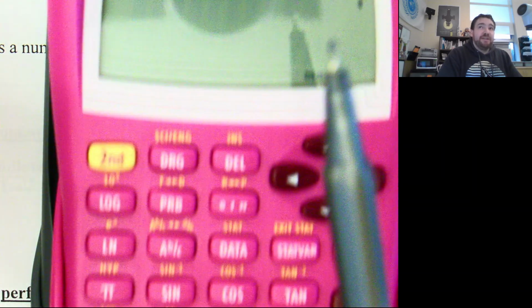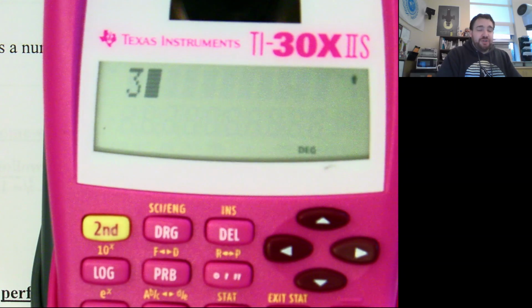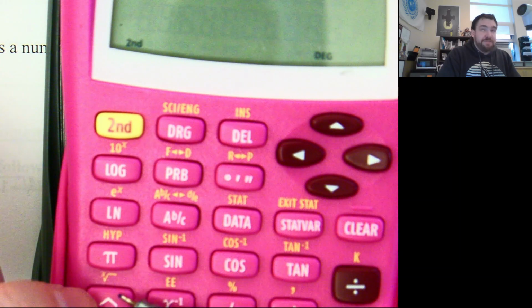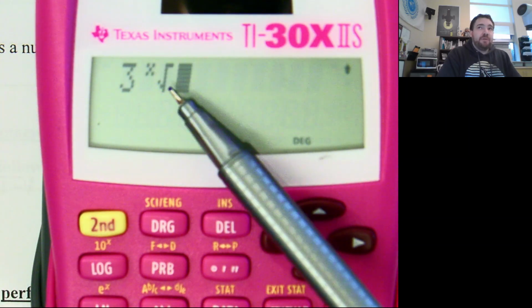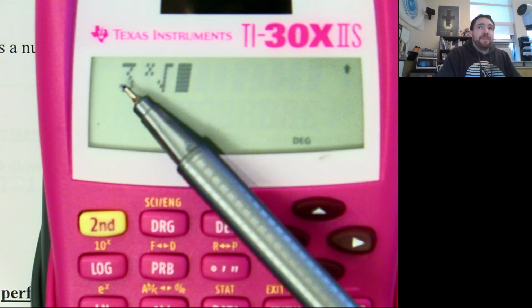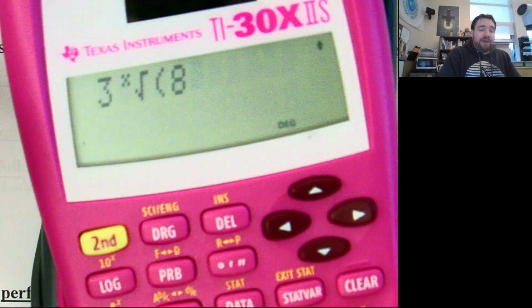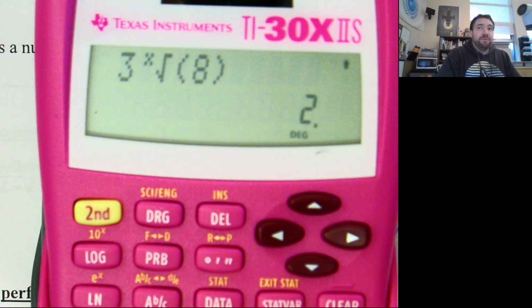Before we can use it, you have to put in the number for the kind of root you want. So we want a cube root here, so I'm going to push a 3, then I'm going to push second function, and I'm going to push this button here to get access to this X root notation. What this thing does is it takes the number that's right here, puts it where the X is, then we're going to add brackets and an 8, and the cube root of 8 is 2.